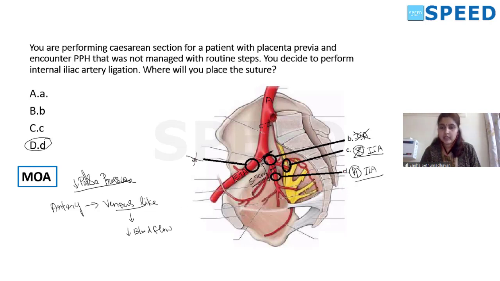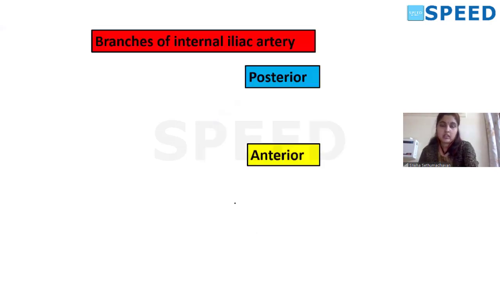So now you might ask that by ligating this anterior branch of internal iliac, won't the other pelvic organs like bladder and rectum suffer from ischemia? So now you have to remember that suppose if you ligate the right side of the internal iliac, the anterior branch, the uterus and rest of the pelvic organs will get the blood supply from the left side collateral branches of the left anterior internal iliac artery. So that's about the internal iliac artery.